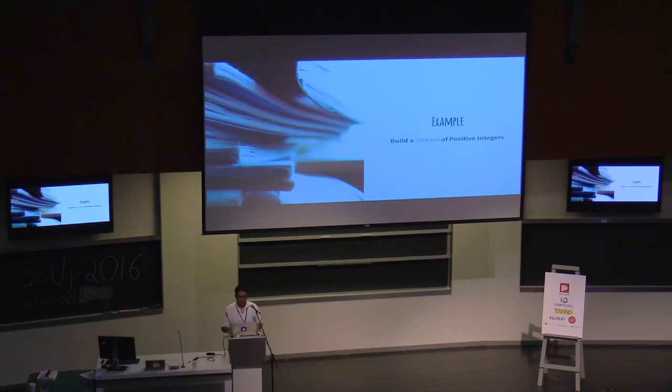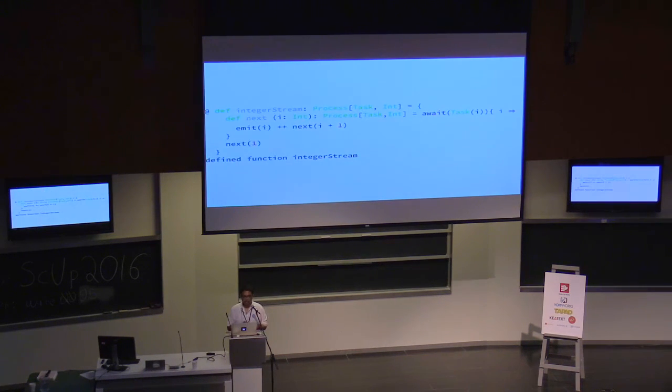To give you another example, we'll build an infinite stream. The way I will build it is to emit a value, and then recursively call the next function there, which is basically another process of Task of Int. So it starts with one, then it recursively calls next again with two, three. In essence, it will build an infinite stream of integers.